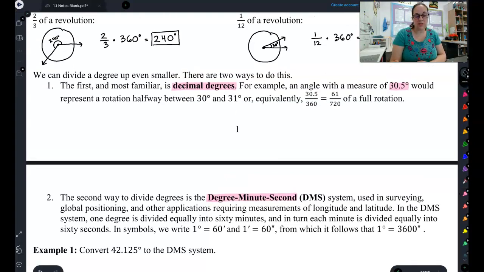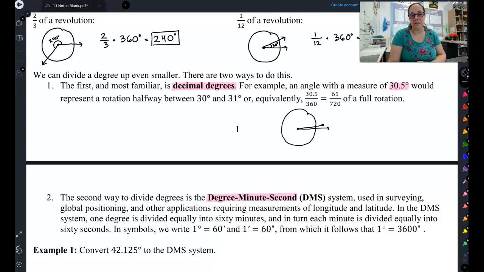Now, you might ask yourself, why would degrees need to be smaller? I mean, 1 degree is already pretty small. If I have a full rotation and I only want to go 1 degree, that's already a really, really tiny amount. Why would I need to go fractions of degrees? Why do I need to be that specific in my rotation? Well, a few jobs need to be that specific. First one that comes to my mind is a pilot.